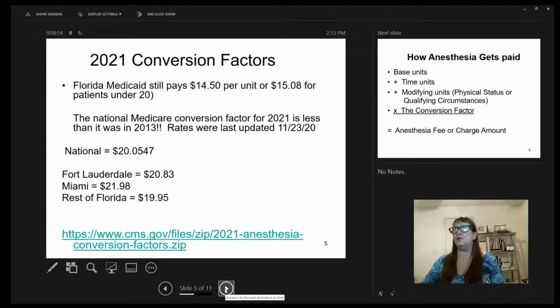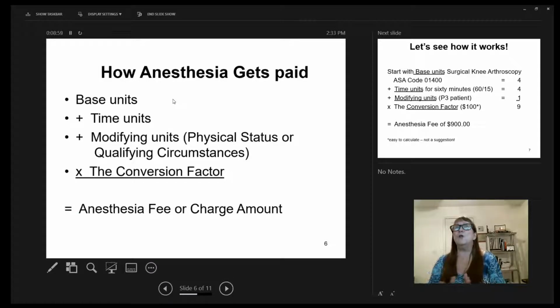We have a charge conversion factor, and then we have a payment conversion factor. Where we started earlier, the first one in this series of 4 was the time units and the base units. So it's okay that they're out of order. You're still going to get to the same place. I promise you, whether you started with time and then base or started with base and then time, you're still going to get to the same place. We have our modifying units, and then this conversion factor that we're talking about, which is your anesthesia fee for the charged amount, and then your payment amount. So let's see how it works.